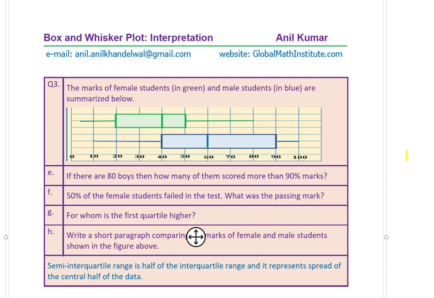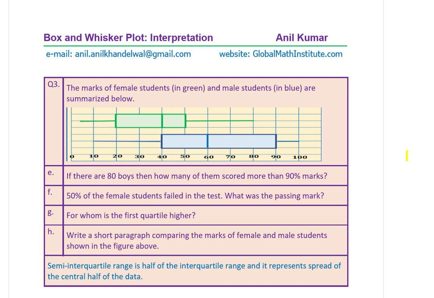Here is E, which is if there are 80 boys, then how many of them scored more than 90% marks? 50% of the female students failed in the test. What was the passing mark? For whom is the first quartile higher, means male or female? Write a short paragraph comparing the marks of the female and the male students shown in the figure above. So these are very popular questions on such box and whisker. I'd like you to pause the video, answer these one by one.